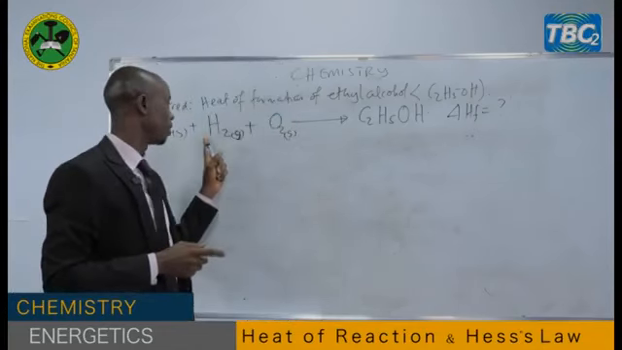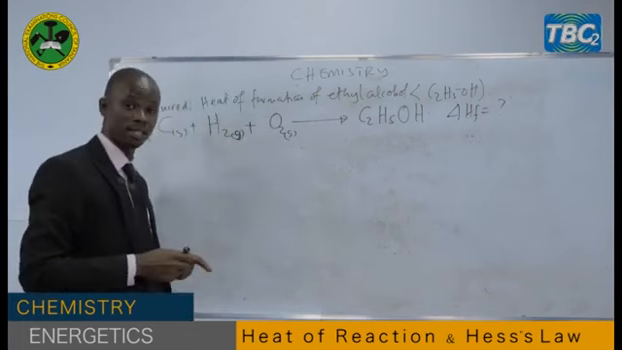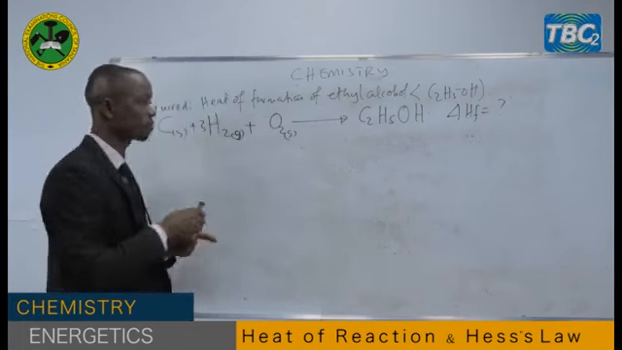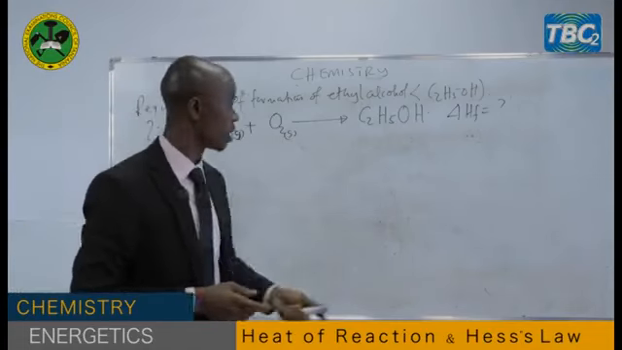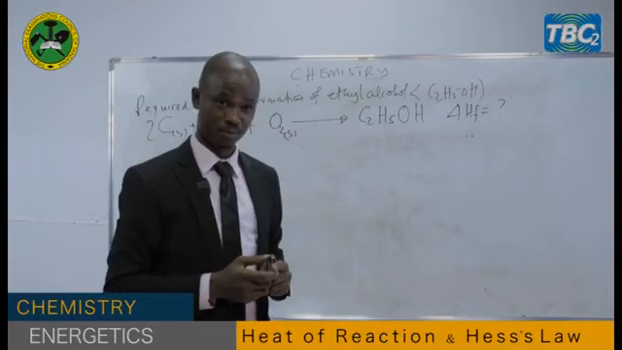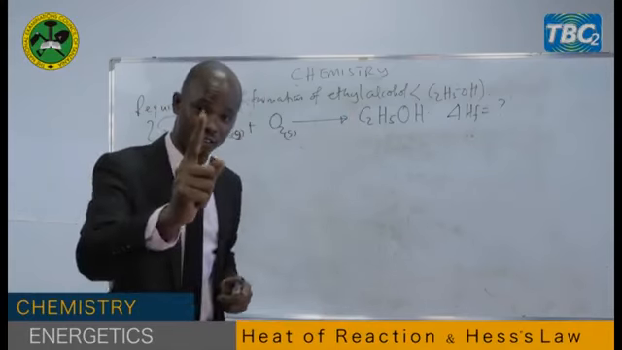But on the other side, you have 2. Which number will you put here to multiply to get 6? It's 3. So you put here 3. How about oxygen? We have 2 oxygen atoms on one side and 1 oxygen atom on the other. What are you going to do? Don't put anything. Remember the definition.